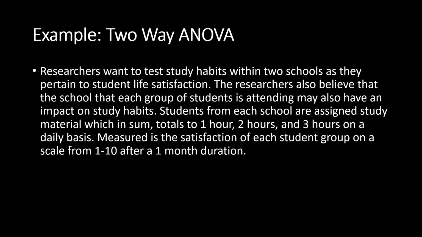So let's do a quick example. Here is our two-way ANOVA example. Researchers want to test the study habits within two schools as they pertain to student life satisfaction. In this case, the dependent variable is going to be stress. The researchers believe that the school that each group of students is attending may have an impact on study habits. Students from each school are assigned study material, which in sum totals to 1 hour, 2 hours, and 3 hours on a daily basis. Measured is the satisfaction of each student group on a scale from 1 to 10, after a 1 month duration.